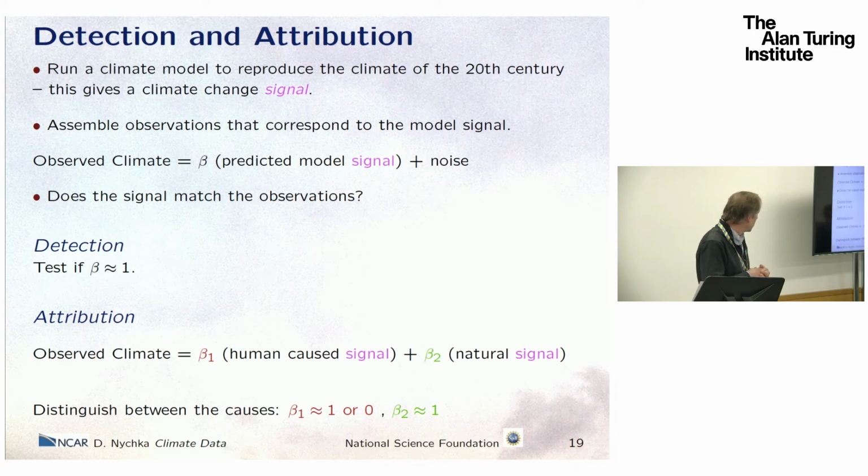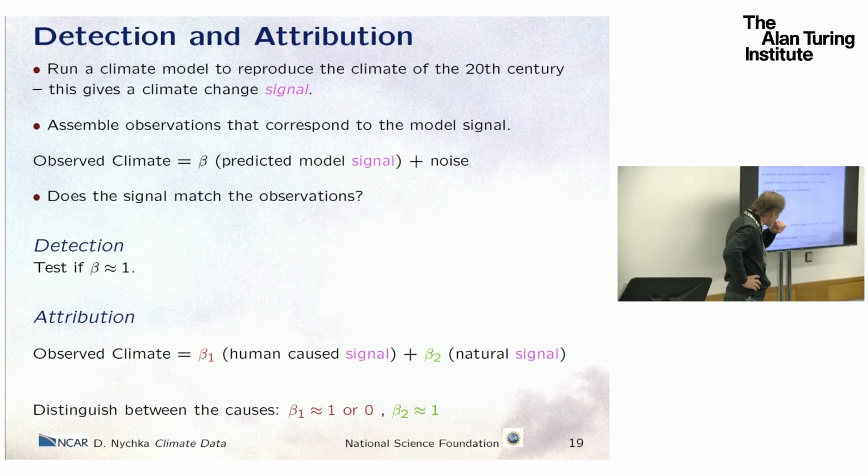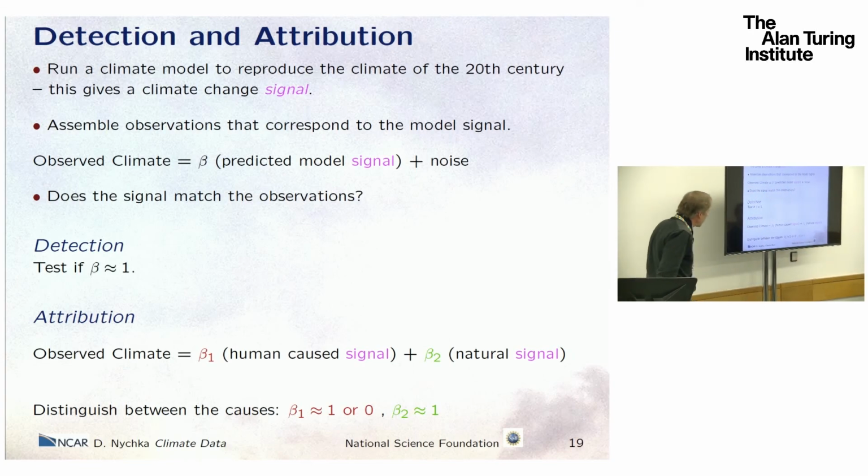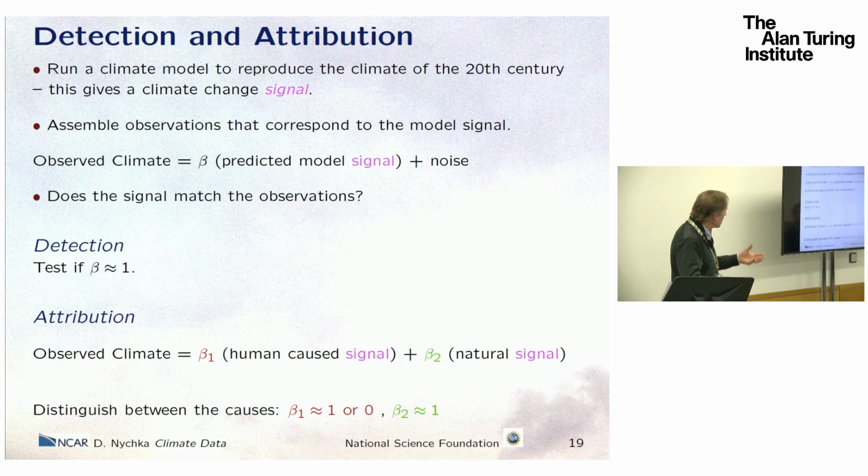So that would be detection. The other aspect of this is attribution. Since this is a model, and we can vary what's being used as inputs, these are also called forcing, we can run this model with greenhouse gases that human activity has caused. We can also run this model without greenhouse gases, and we can ask the question, is the observed climate a combination of these? And if so, what is it?